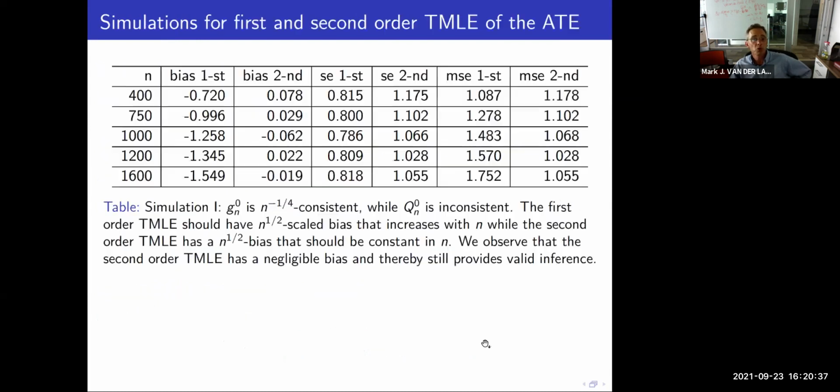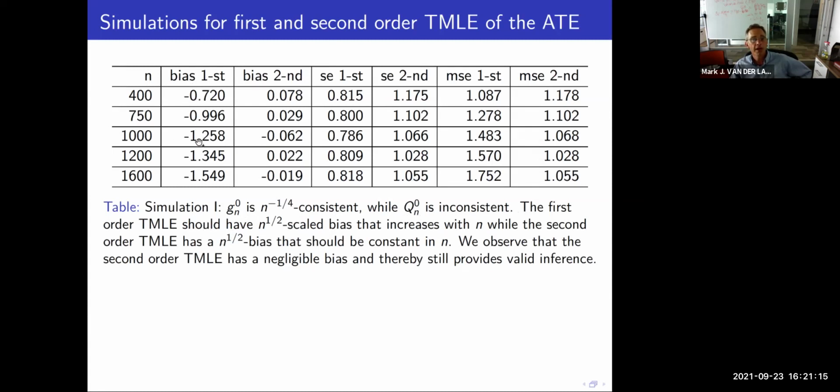And then I'm going to conclude with some simulations. This is actually for the ATE, where we did some simulations where we made the initial estimator of the propensity score n to the quarter. The outcome regression is inconsistent. So now we have a TMLE which has an estimate of the propensity score which is consistent but only n to the quarter. The initial estimator is inconsistent. So the first order TMLE should now have a root n scale bias that increases with n. In other words, it shouldn't allow for formal inference asymptotically, and it should have real problems for inference purposes due to the bias not disappearing once you blow it up with root n.